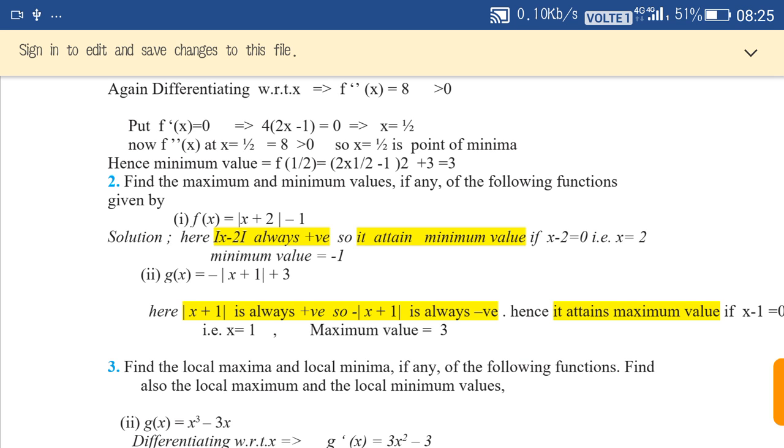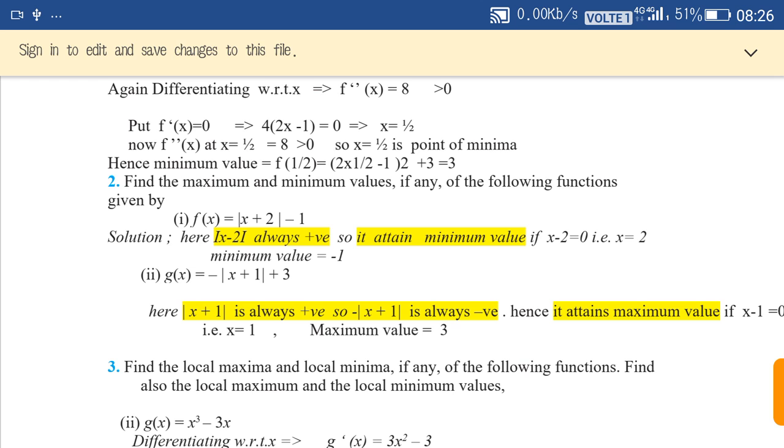So if we put any value of x, we get positive, positive, positive, and go ahead, positive, positive, positive. We cannot reach at the final point. It means it will have only minimum value. In rising we cannot reach at final value, so it will have only minimum value. And what is the minimum value of modulus of function? Minimum value of modulus of function is 0. So x minus 2 is equal to 0. That means x is equal to 2. So x is equal to 2 is its point of minimum.